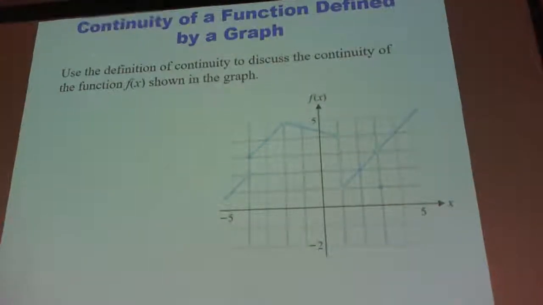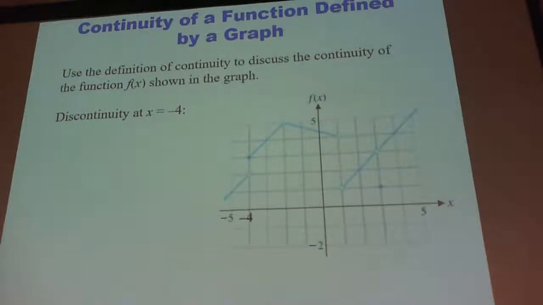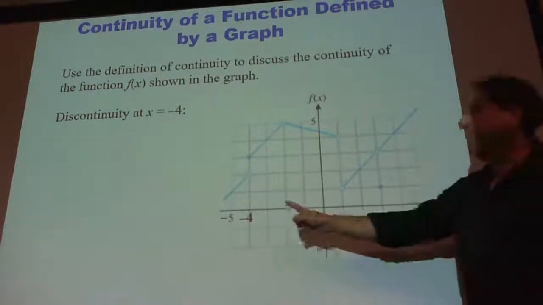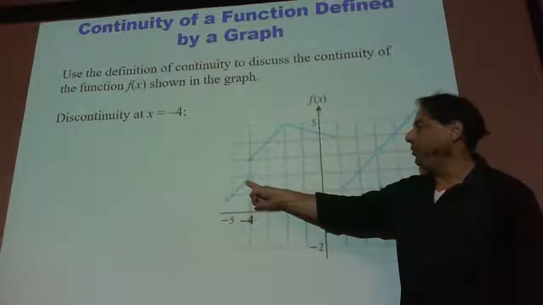So looking at this graph, let's look at -4. Basically, this is kind of reviewing what we did last time. So if we look at -4 all together, coming from the left, what number is it approaching?